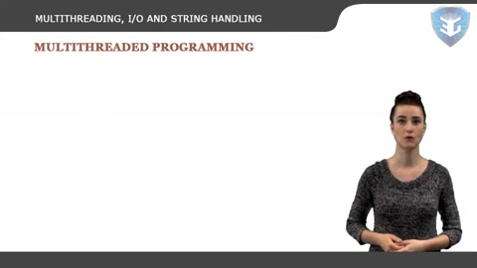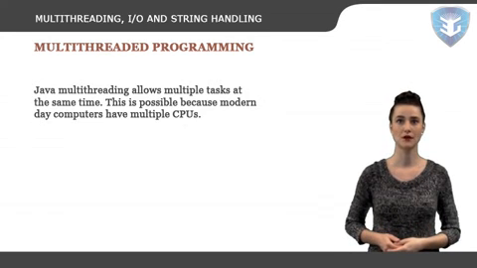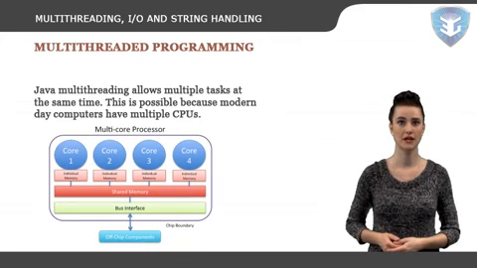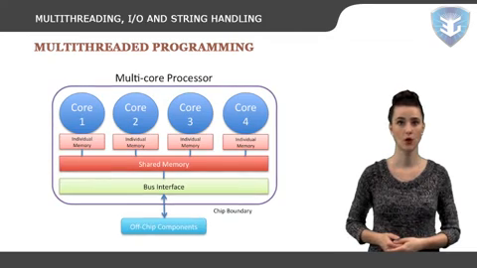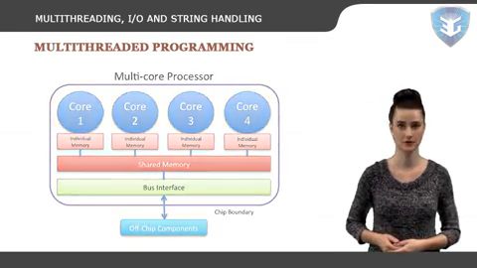Let's now take a look at multi-threaded programming. Java multi-threading allows multiple tasks at the same time. This is possible because modern-day computers have multiple CPUs. One CPU can work on one thread at a time, unless the CPU has hyperthreading, in which case it can handle two at a time.